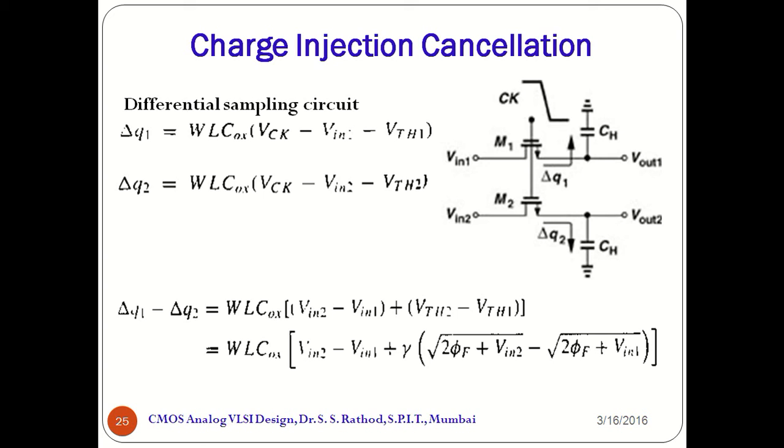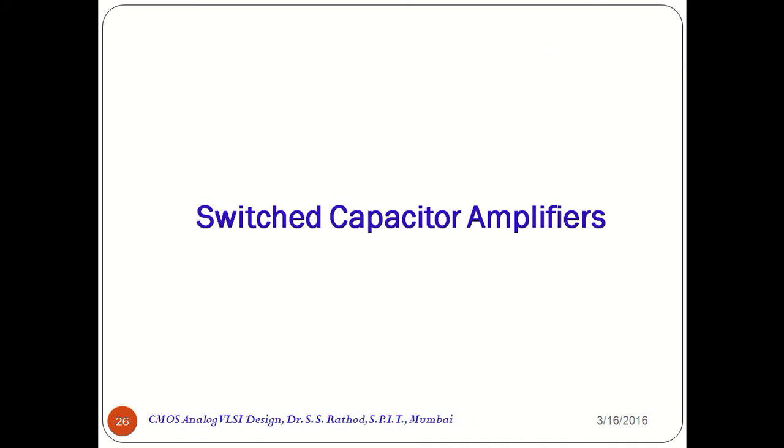The problem of charge injection continues to limit the speed-precision envelope in sampled-data systems. Many cancellation techniques have been introduced, but each leads to another trade-off, which we have to understand.